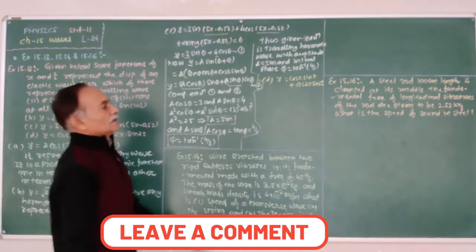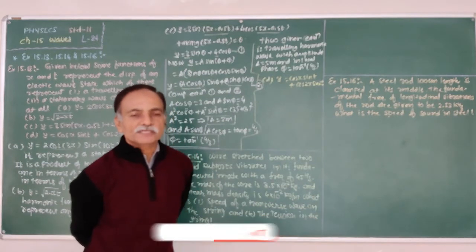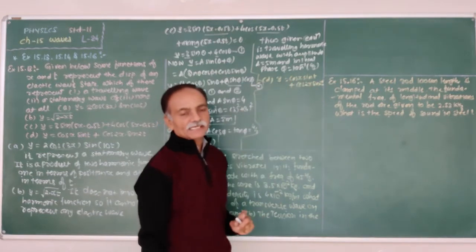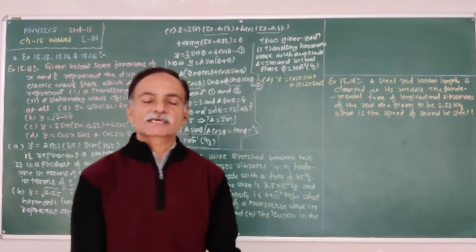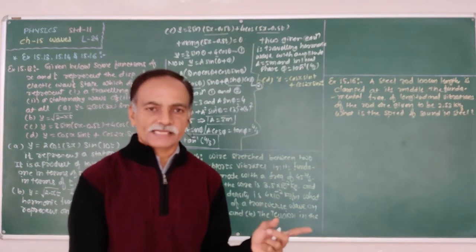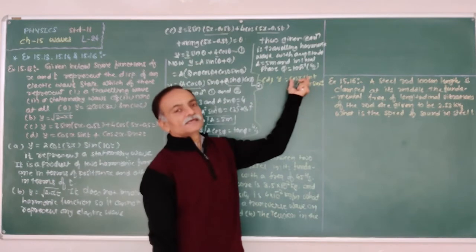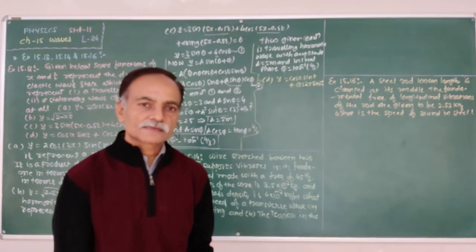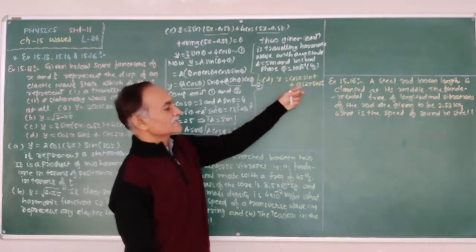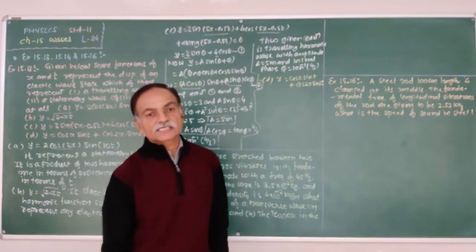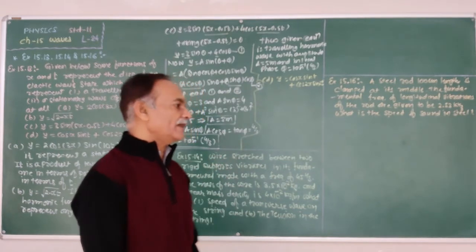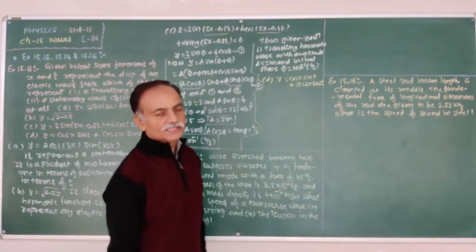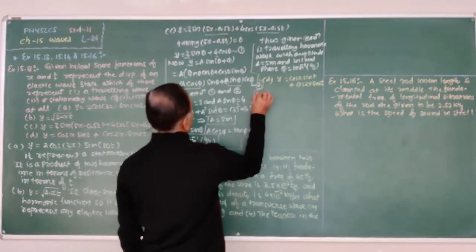Now, this equation represents the superposition of two stationary waves, because the first term, cos x sin t, is similar to y is equal to 2a sin kx cos omega t. So the first term represents a stationary wave, and the second term also represents a stationary wave. Therefore, this equation represents the superposition of two stationary waves, y1 is equal to this and y2 is equal to this.